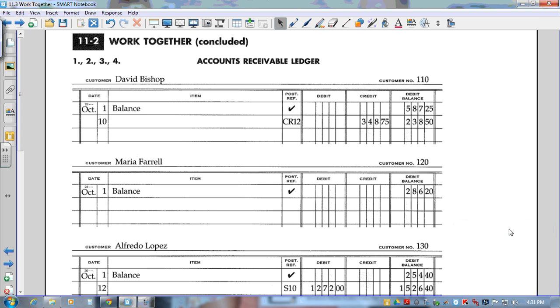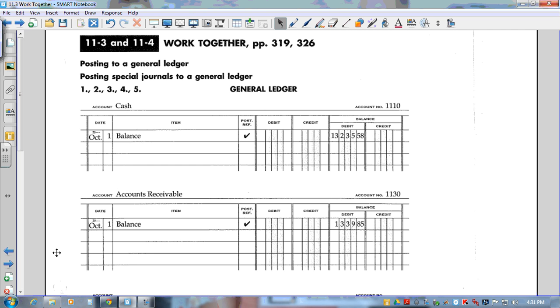Okay, this video is going to be 11.3 work together. In your textbook, we're looking at page 319. And it says, to use the partial cash payments and general journals from the work together for 11.1, the general ledger account forms are given in your working papers. So we're going to need to be using 11.1 in order to complete 11.3.